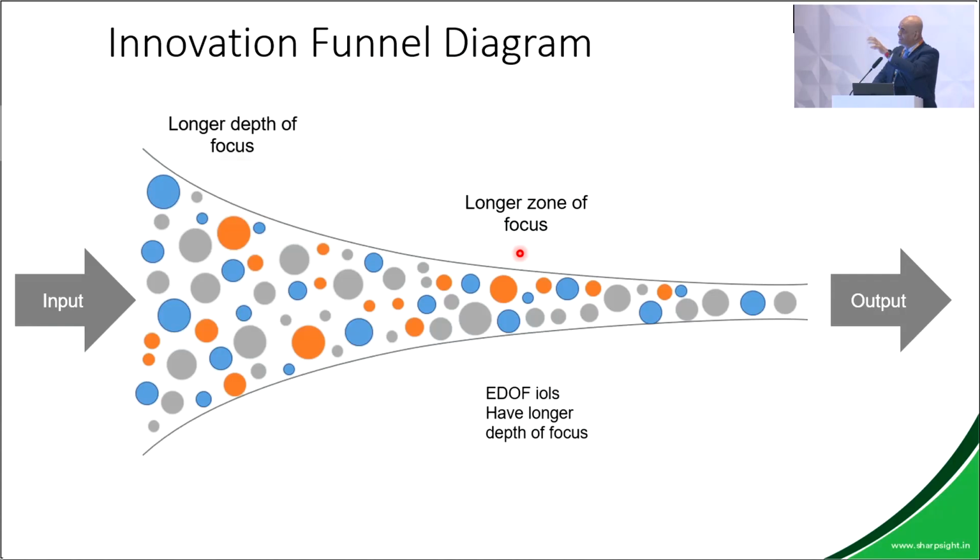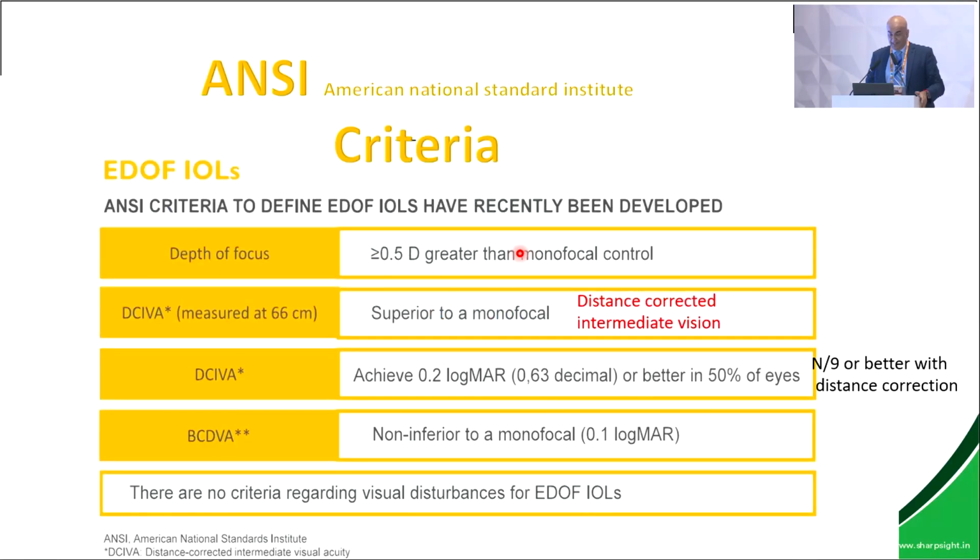So what an EDOF does is it creates a longer zone of focus. It's like a funnel. It funnels the light and gives you a longer travel distance. And the American National Standards Institute has given a very vague definition of EDOF. There's still not a very standard definition. What it says is more than 50% of your patients should be N9 or better with full distance correction. So the lens should be having a little bit of myopic shift by more than 0.5, but it should not be underperforming for distance than a monofocal lens.